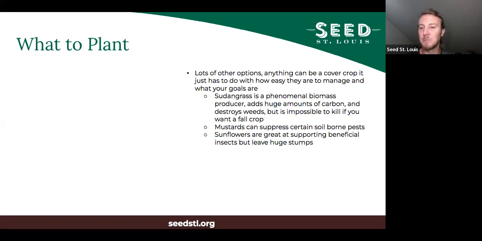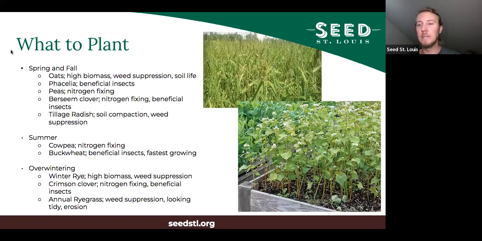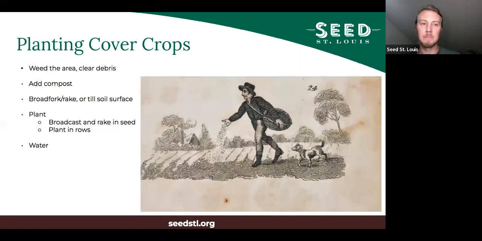Mustards are sometimes recommended because they can help suppress certain soil-borne issues. I haven't had experience with that, but I know some people really like them for that. And then sunflowers are a great summer cover crop for supporting beneficial insects. But again, if you want to plant something in the fall, sunflowers leave those big stumps that you're going to have to dig out or cut off, which are just a little harder to manage. So there's lots of options out there. These are just the ones that we have found are relatively easy to manage and work in a small space.